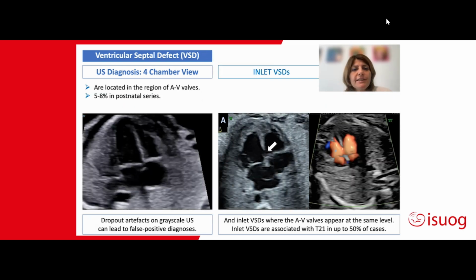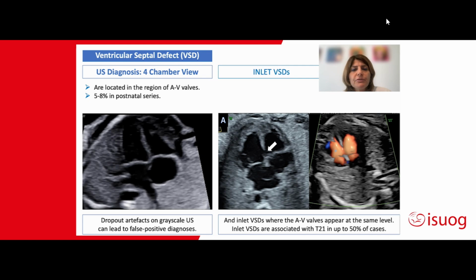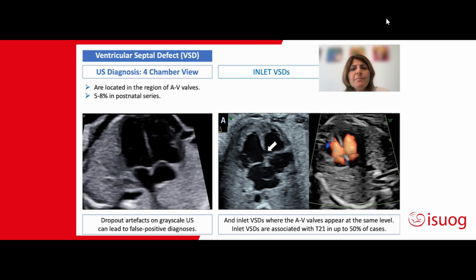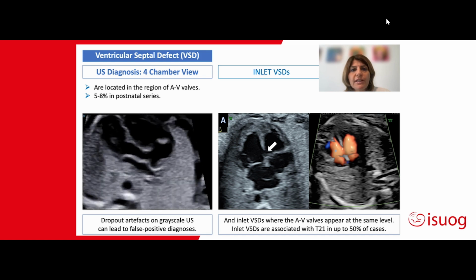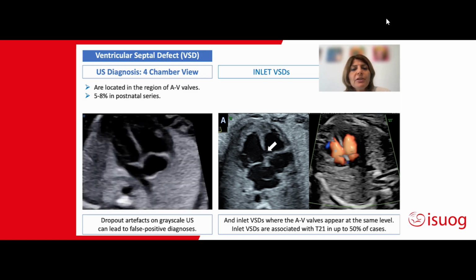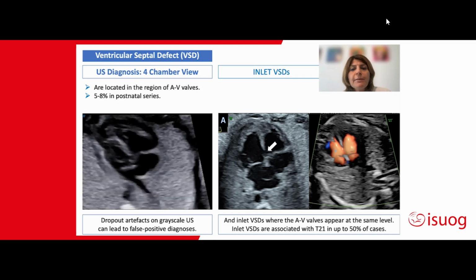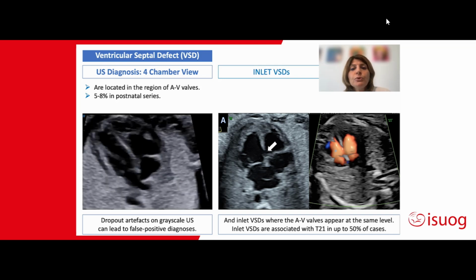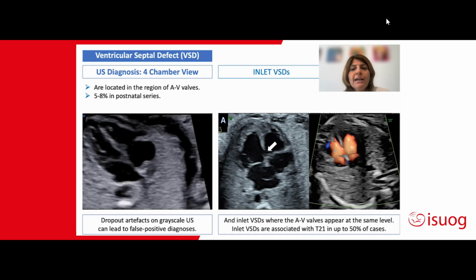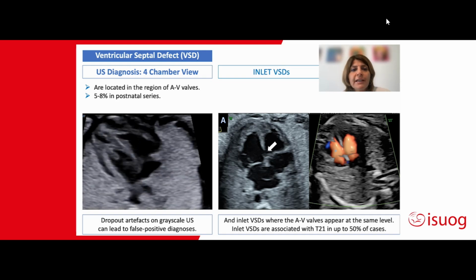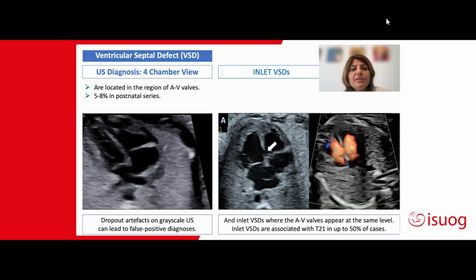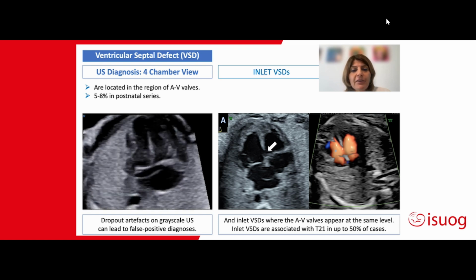Inlet VSDs are located in the region of the atrioventricular valves. Careful assessment is essential, as dropout artifacts on grayscale ultrasound can result in false positive diagnosis. To better evaluate the integrity of the septum, the suggestion is to insonate the inlet region at a 45 degree angle. When an inlet VSD is truly present, the atrioventricular valves typically appear at the same level.